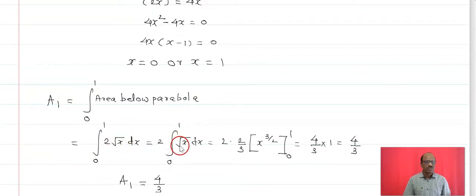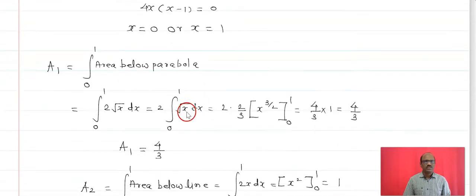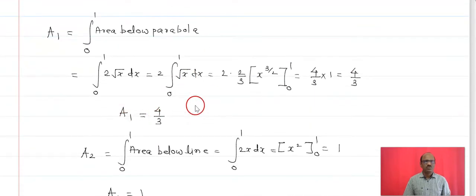That equals 2 times the integral from 0 to 1 of root x dx. But what is the integral of root x? It is x raised to 3 by 2 upon 3 by 2, which means multiplied by 2 by 3. Again, the lower limit is 0 and the upper limit is 1. Therefore replace x by 1, and that is 4 upon 3 into 1, which equals 4 by 3. Hence A1 equals 4 upon 3.